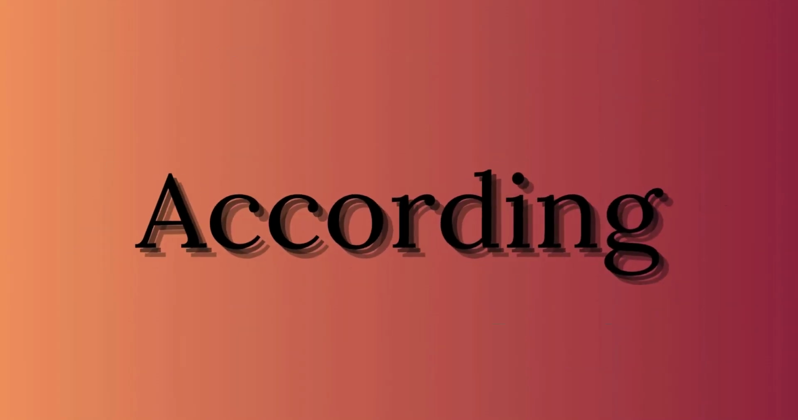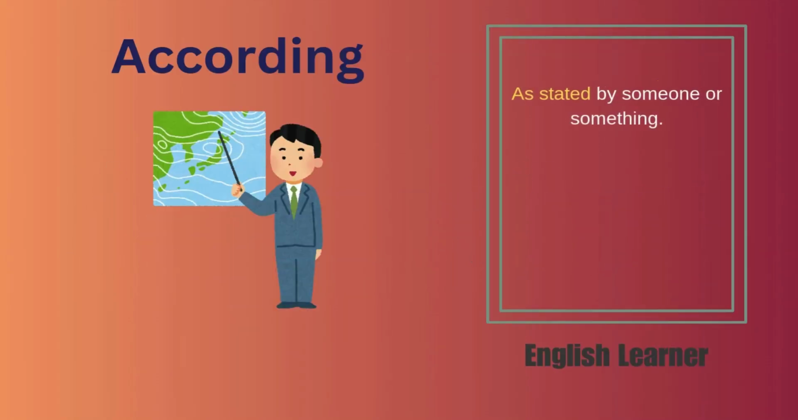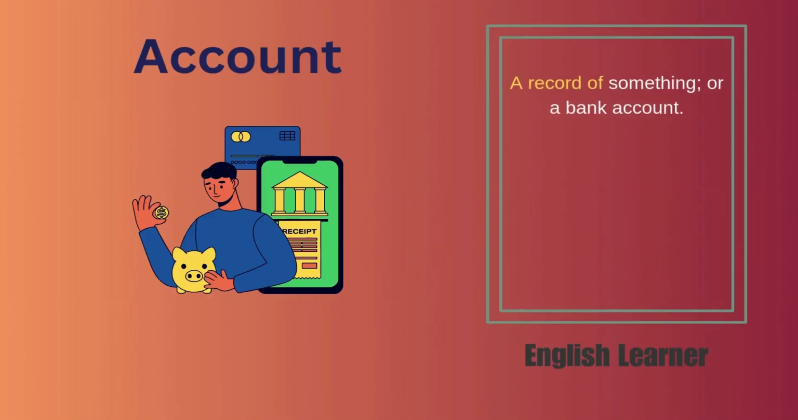According. As stated by someone or something. Example. According to the weather forecast, it will rain tomorrow. Account. A record of something, or a bank account. Example. I opened a savings account at the bank.